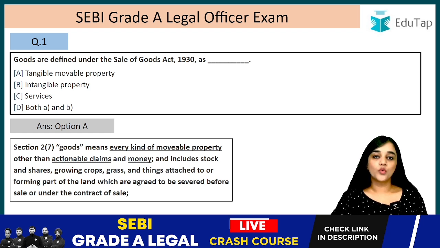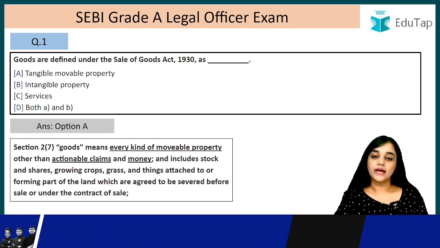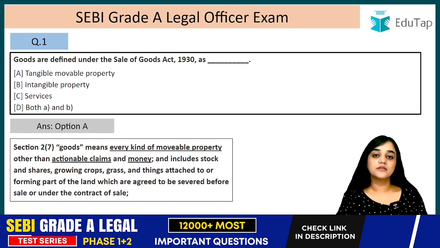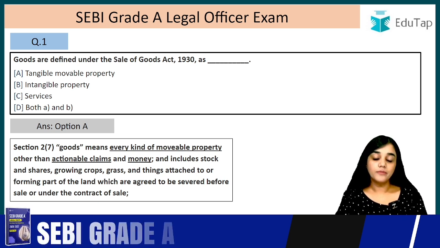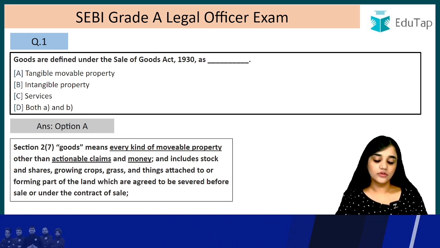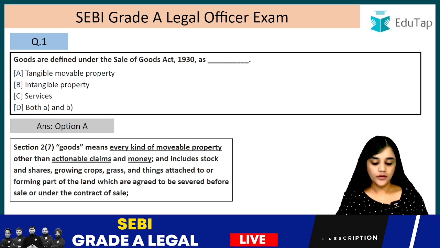And includes. Now we'll be talking about what it includes. So it includes stock and shares. Goods include stock and shares. Growing crops. Growing crops are included because whenever someone grows crops, their intention is always to separate them, to harvest them and then sell them, right? So that is why growing crops are goods.